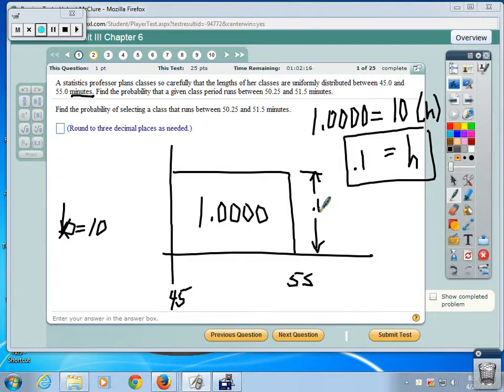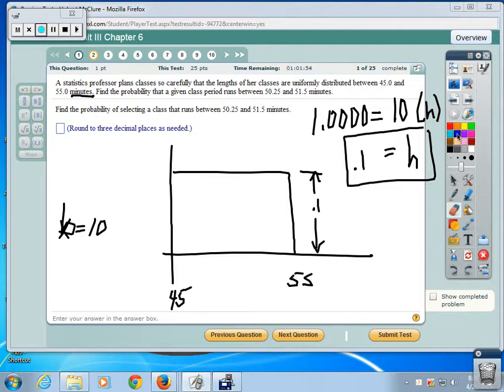Now, let's take our handy dandy eraser and take out our 1, because that whole area here and here is 1. So we figured out the height and the width. The width is 10. We can take our eraser and take these out and put 10 on the bottom, but we don't have to.